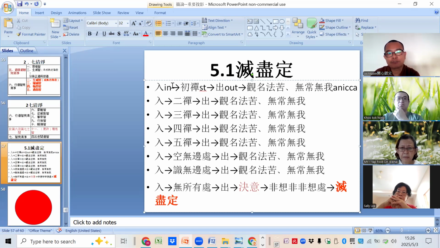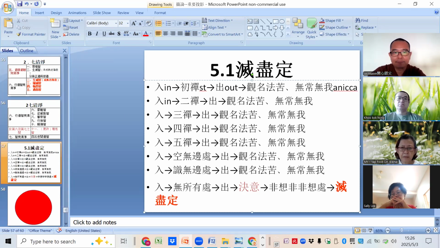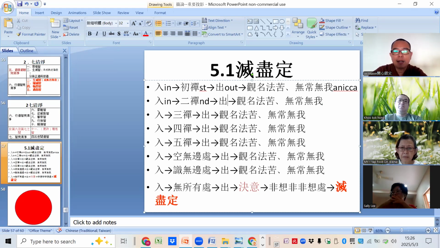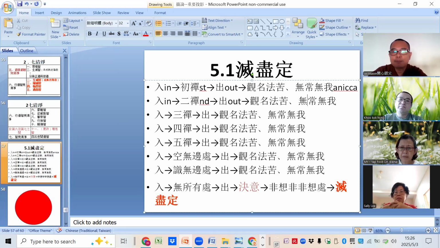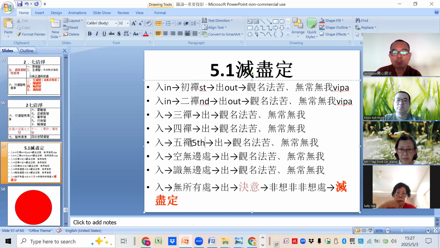So you go in for the first jhana, you come out from the first jhana, and you observe the nama rupa, anicca, dukkha, anatta. Then again, you go into the second jhana. Then you come out from the second jhana, again observe the anicca, dukkha, anatta. We call it vipassana. You keep doing the vipassana until you come here. Now you see, this is the fifth jhana. But it's not enough. You have to continue with the arupa jhana.